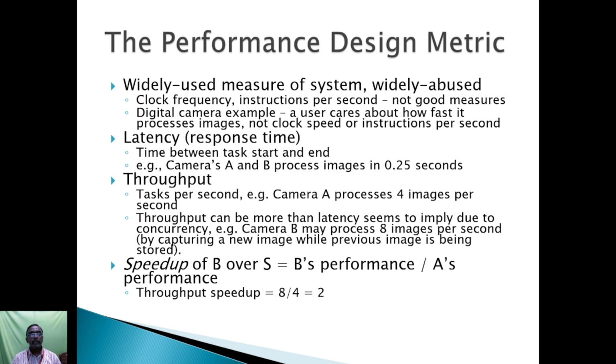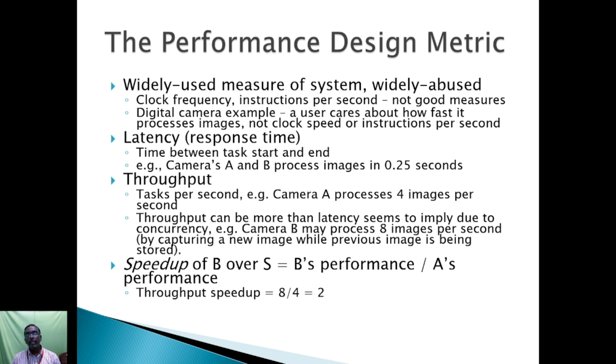So here the digital camera, its performance is evaluated by how fast it processes an image. How fast it is to process the image is called the performance evaluation. The latency is the time between task start and end. For example, camera 1 and camera 2 image is 0.25 second, throughput is tasks per second.